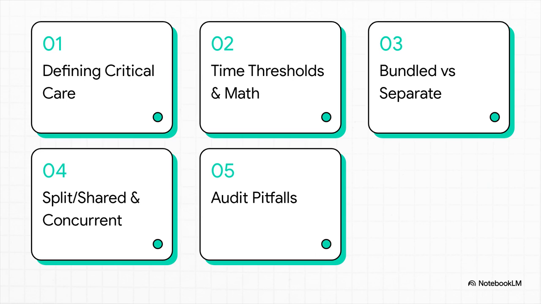Here is our structured syllabus, designed to maximize your proper reimbursement and minimize those audit risks. We'll hit 1. Defining true critical care. 2. Time thresholds and minute math. 3. Bundled versus separate procedures. 4. Split, shared, and concurrent care. And finally 5. Audit pitfalls to avoid.